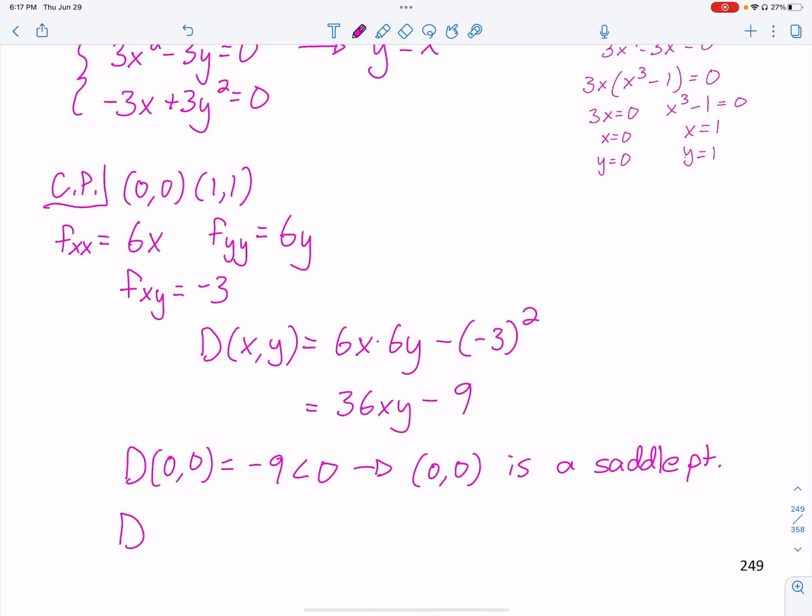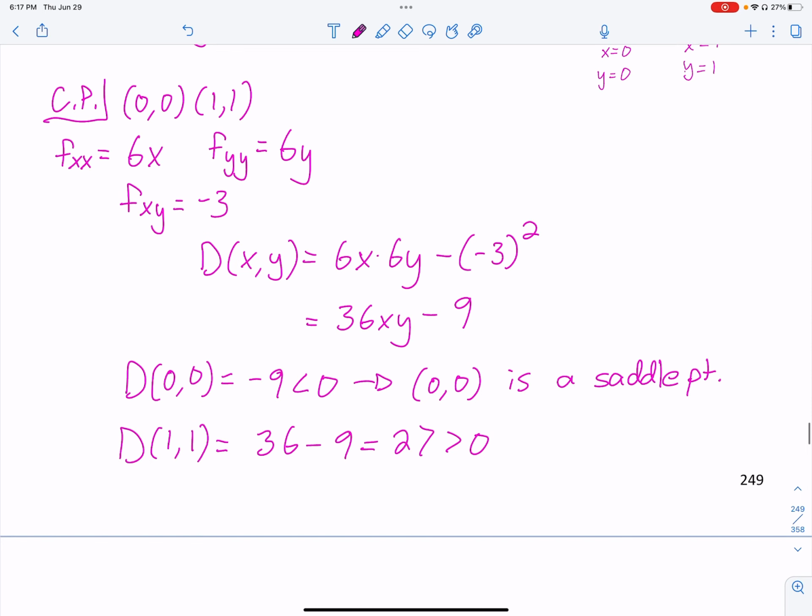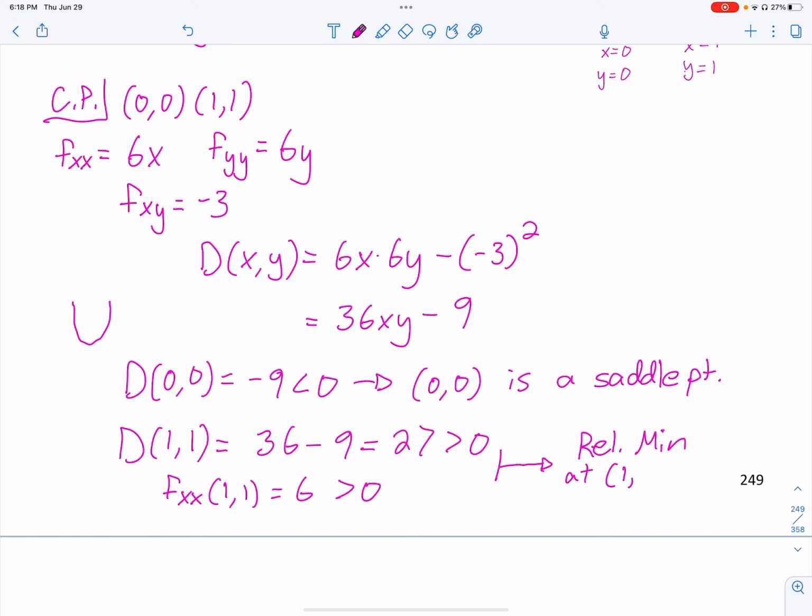All right, now using that same thing, I'm going to plug in 1, 1. And we get 36 minus 9, which is equal to 27, which is greater than 0. Okay, so it's either a relative max or a relative min. And then now I have to plug the 1, 1 into fxx, and I get 6, so that's greater than 0. So both of those together tell me, okay, greater than 0 tells me it's a relative max or min. Greater than 0 tells me concavity is up, which tells me it's a relative minimum at the point 1, 1.